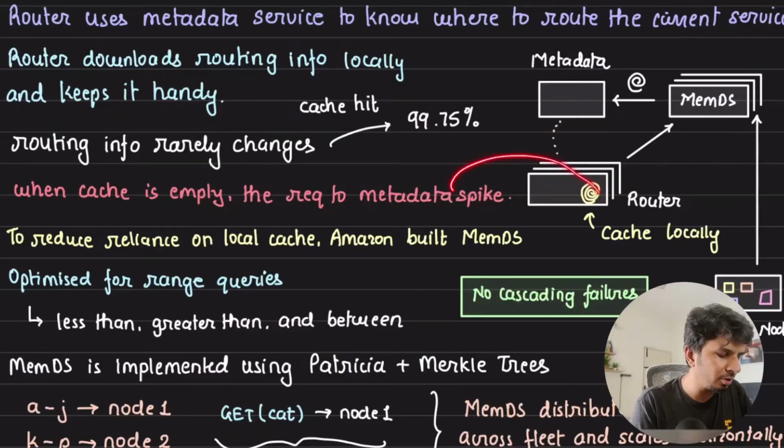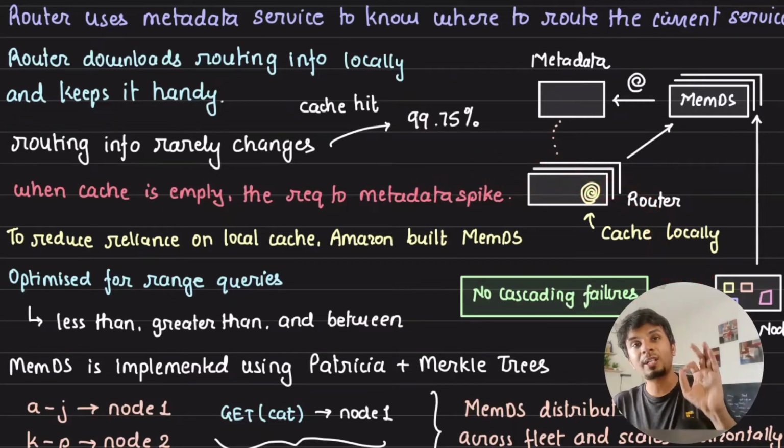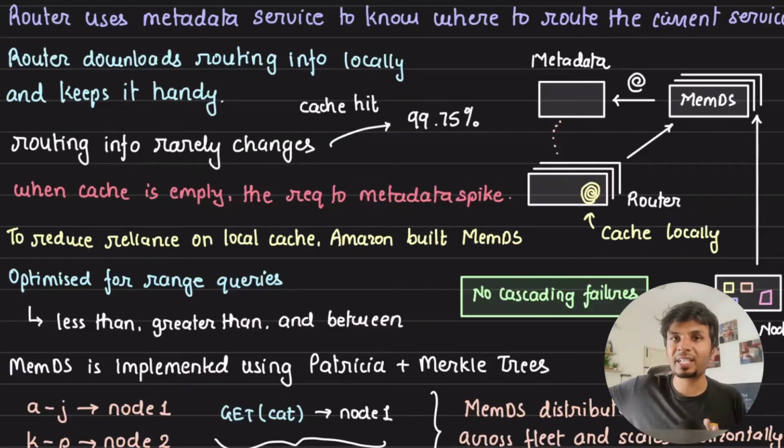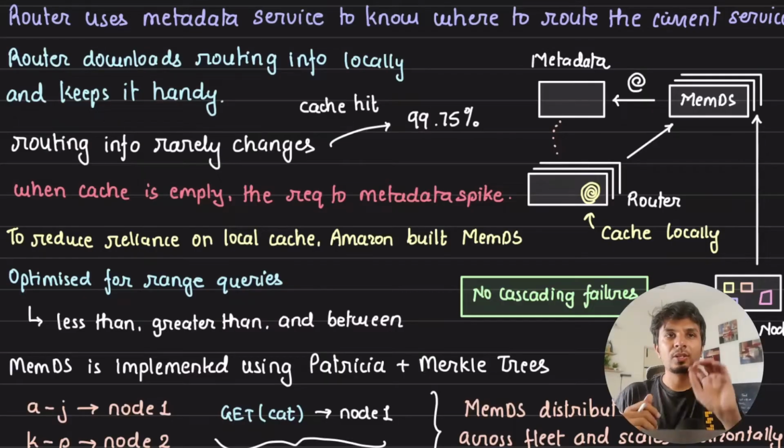Right? So the request came to the router, it already had the routing information, and it forwarded the request to the corresponding storage node, got the data, and sent it back to the user. The router cached the routing information, not the data. Data caching is different. This is routing caching. Okay, so they did this.